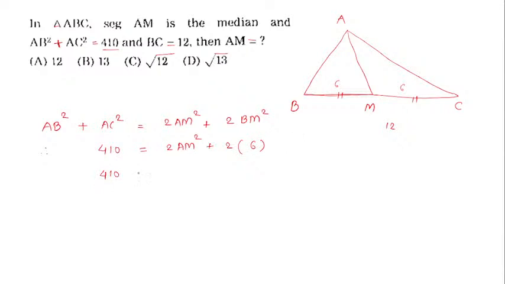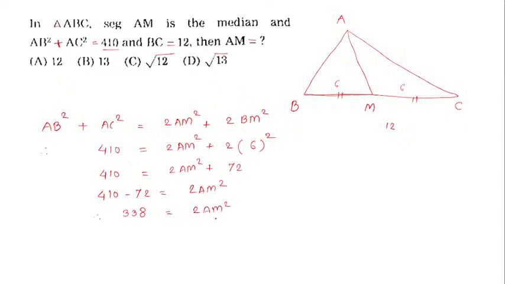So 410 is equal to 2 into AM square plus 6 square. 6 square is 36, 36 into 2, 72. If we take 72 to the left hand side, it will become minus, that is 410 minus 72 is equal to 2 into AM square. So 410 minus 72, it is 338, is equal to 2 AM square.